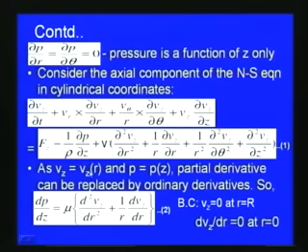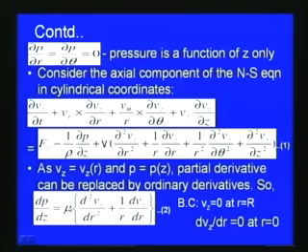So, vz is a function of r and p is a function of z, and the partial derivative can be replaced by an ordinary derivative. So now the time component is gone, and we can simplify this equation with respect to the various assumptions used here. We can write dp by dz is equal to mu into (del square vz by del r square plus 1 by r into dvz by dr).